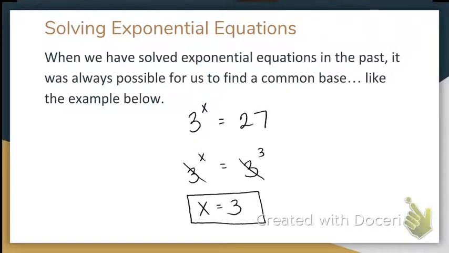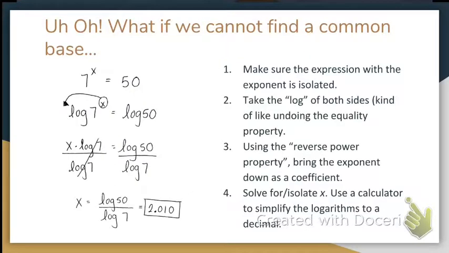Today we're going to look at it when that's not able to happen. So, what if we cannot find a common base, like in the example that you see over here? We have 7 to the power of x equals 50. Do you know a way to make 50 have a base of 7? Yeah, it's going to have decimals. That's what we're going to look at today. So 7 to the power of 2 is 49. That's pretty close to 50, so I'm guessing it's somewhere around 2. But we're not exactly sure what it is without knowing how to do it with logarithms, and that's what we're going to talk about today.